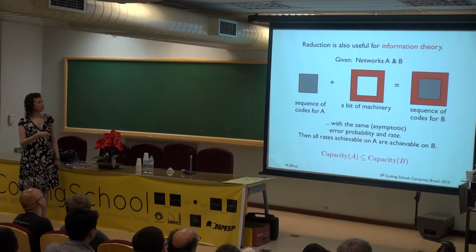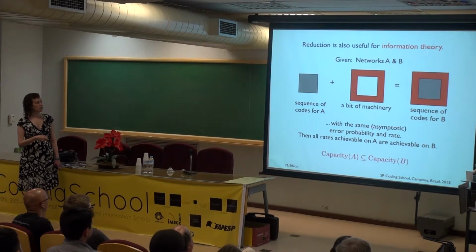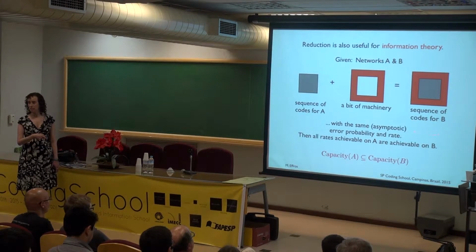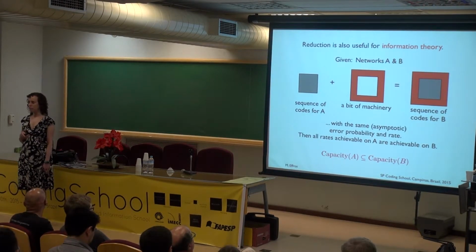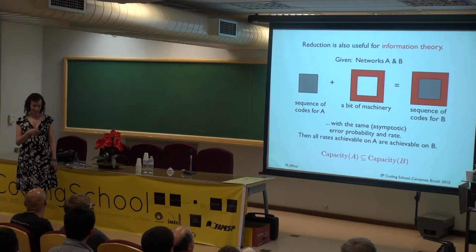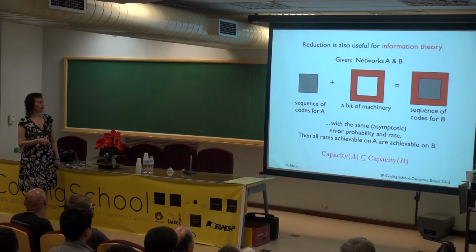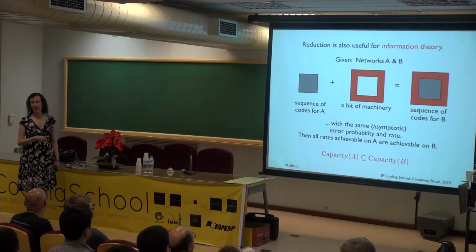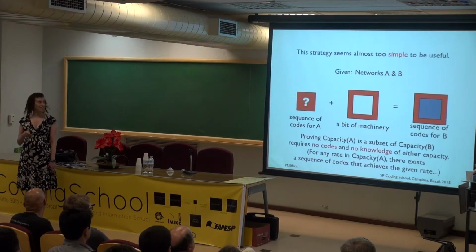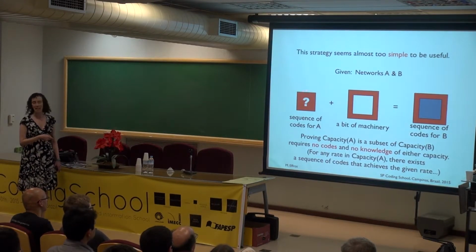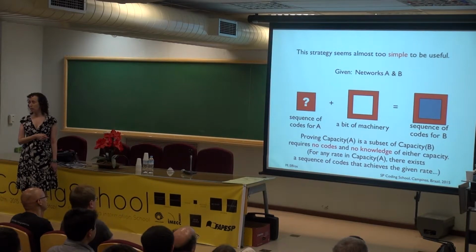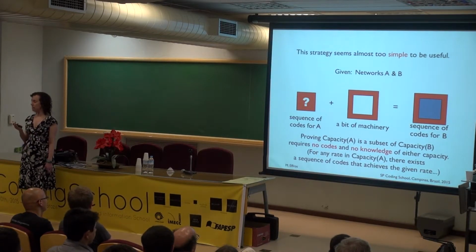If I can add this machinery to turn that sequence of codes into a sequence of codes for B, and that sequence of codes also has an asymptotically negligible error probability and the same rate, then whatever rate was achievable in network A is also achievable in network B. So you can say that the capacity region for network A is a subset or equal to the capacity region of network B. And again, the tool is incredibly powerful because it doesn't rely on you having any idea how to build the codes that achieve the capacity, or even to know what the capacity of the network is.